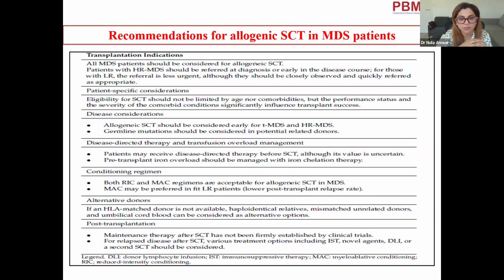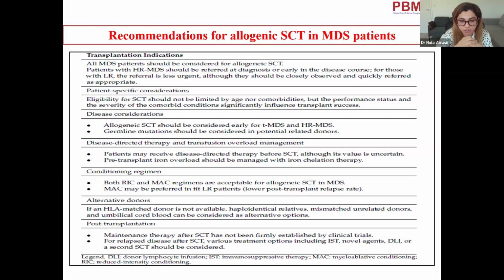Then, regarding disease-directed therapy and transfusion overload, by the time the patient proceeds to transplant, there have been a lot of transfusions. So serum ferritin level and aggressive iron chelation is very important. And it does impact the transplant outcome because a high ferritin level before the transplant is associated with post-transplant complications. When we talk about the conditioning regimen, both reduced intensity conditioning and myeloablative conditioning regimens are acceptable for allogeneic stem cell transplant in MDS. However, RIC is associated with less toxicity, and MAC is associated with more graft versus leukemia effect. So again, it has to be an individualized approach and institutional practice.